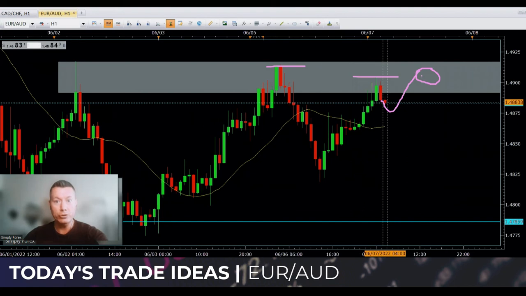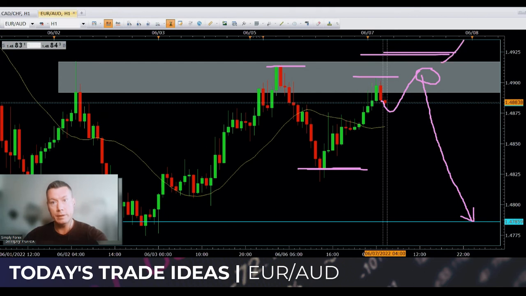We can then enter the trade, close 80% at the last H1 low, which is here, and then leave 20% to run down to our higher time frame target. We're looking to short the euro Aussie dollar, guys. If this grey zone is broken, I'm not interested. So those are the two trade ideas for today, guys. Let's take a look at the news now.